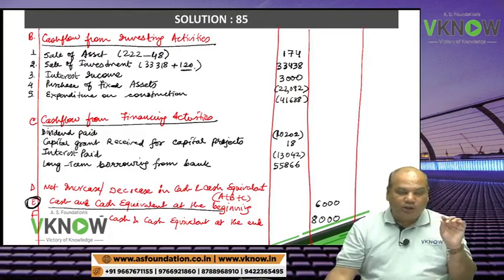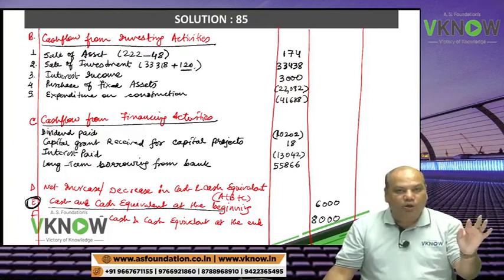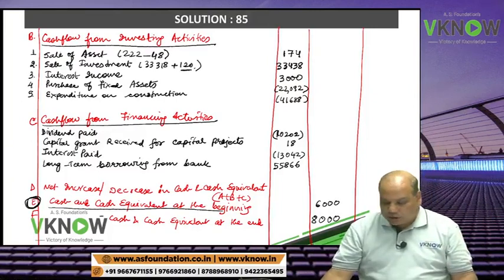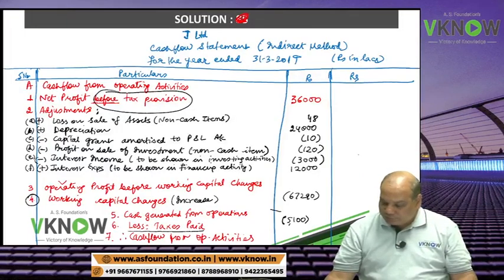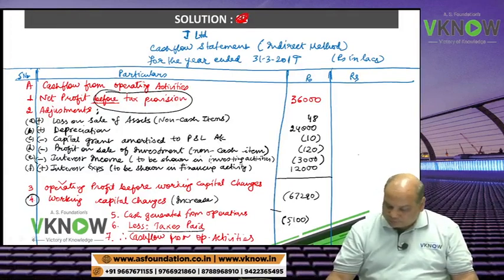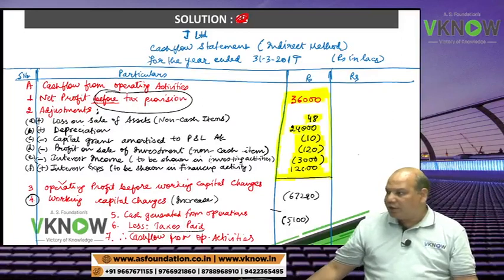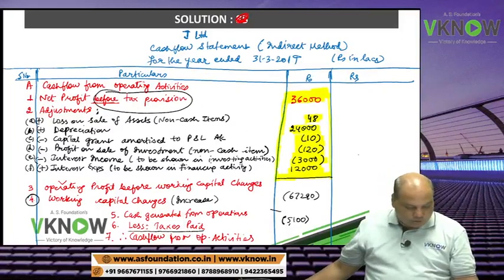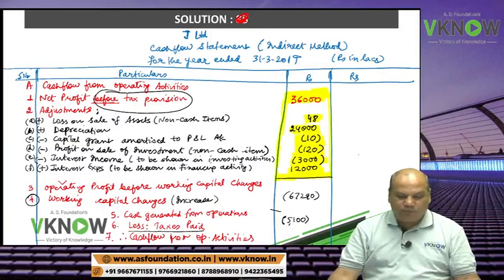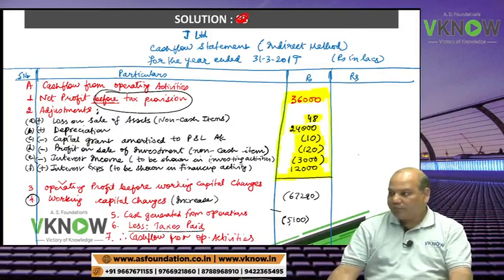So we have completed all the transactions given in the problem. Now time to use your calculator and help me. First you draw one line here and calculate operating profit before working capital changes. Take the total of all these numbers which I have highlighted just now. So this will give you operating profit before working capital changes.